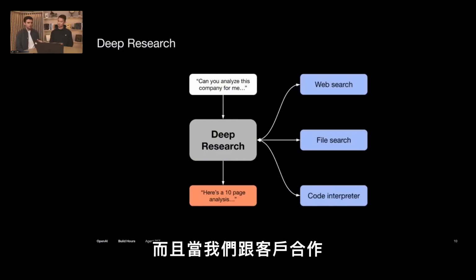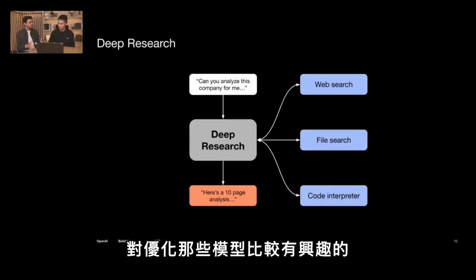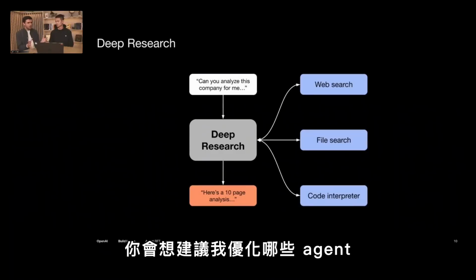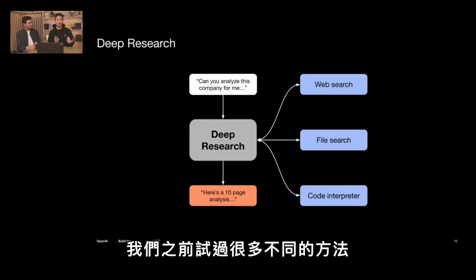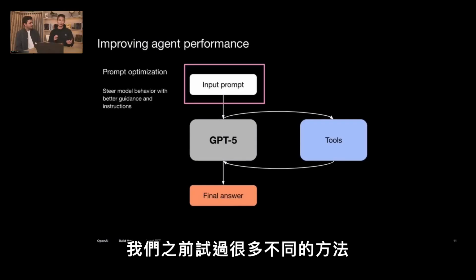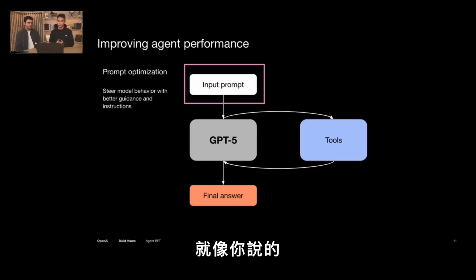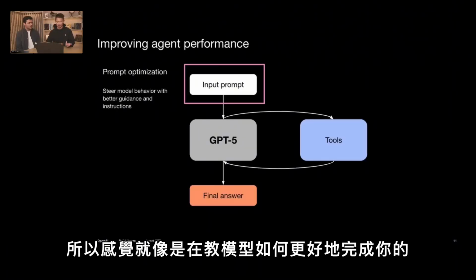And so when we work with customers, usually using our models, and they're interested in optimizing those models, they work a lot on prompt engineering. What would you recommend to optimize your agents? Yeah, prompt engineering is honestly a great way to start. We've seen many different ways to improve the performance of agents so far, so let's go through them. As you said, you can steer model behavior by optimizing the prompt. It's almost like instructing the model to do your task better.